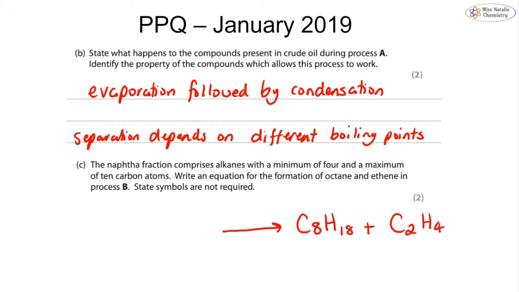Now, we said back when we were looking at cracking that our number of carbon atoms has to be the same on the left-hand side and the right, and so does the number of hydrogens. So if I have 10 carbons on the right-hand side, I need 10 carbons on the left, and if I have 22 hydrogens, I need to start with 22 hydrogens. So that is my reaction.